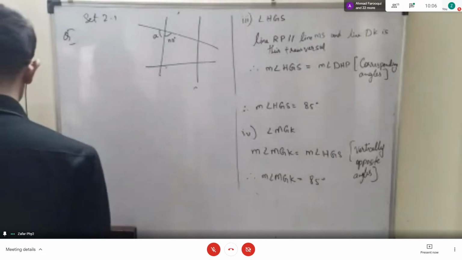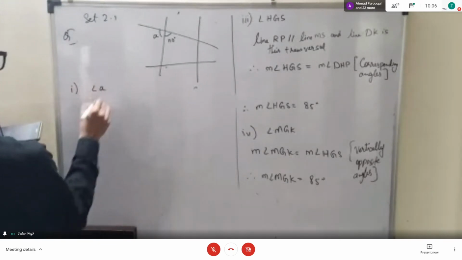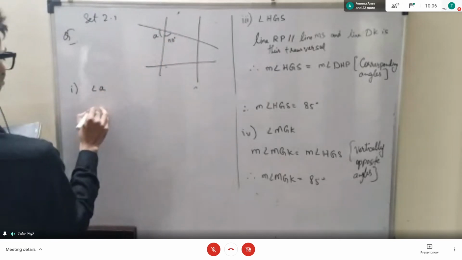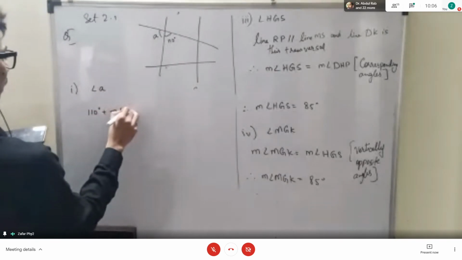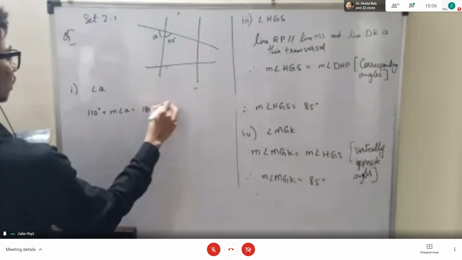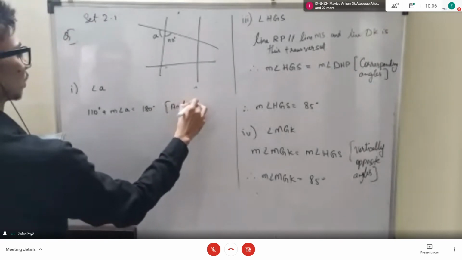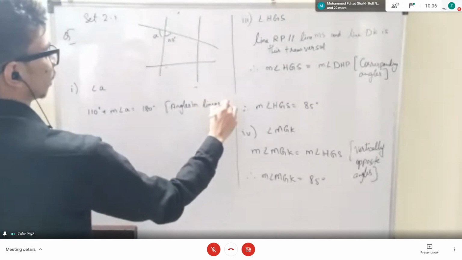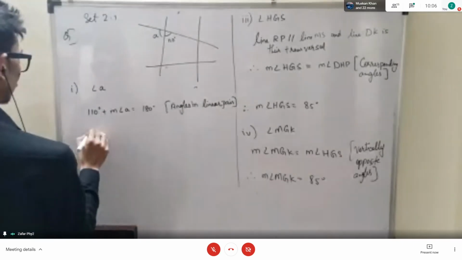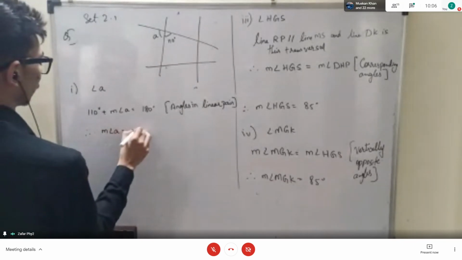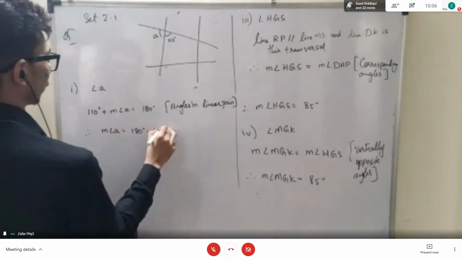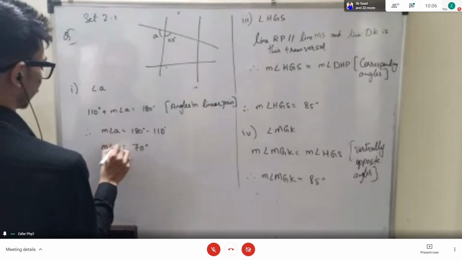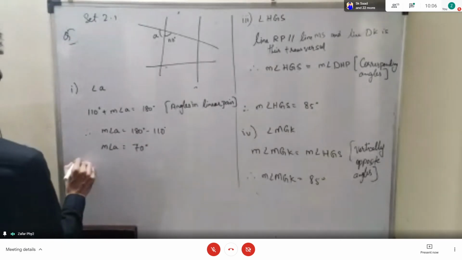So angle A, first angle A, I can say this 110 degree plus measure of angle A is 180. Angles in linear pair, right? So therefore measure of angle A is 180 degree minus 110 degree, that comes 70 degree. Okay, over.